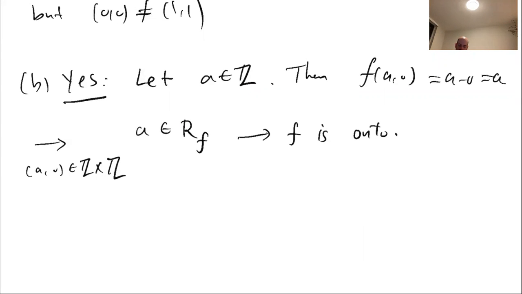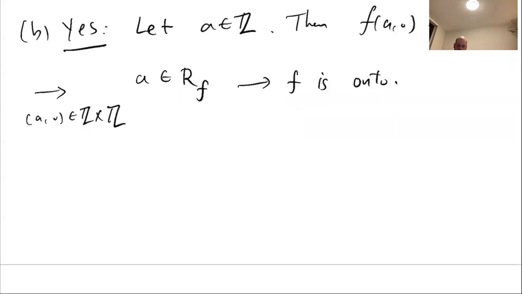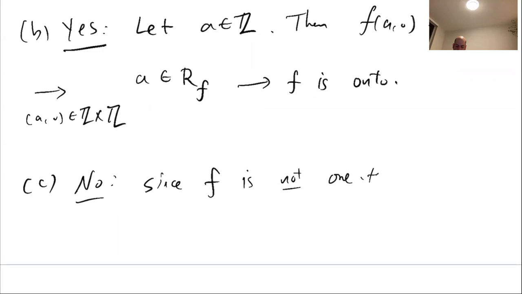Okay, so the function is onto, or surjective, but not 1-to-1. So is it a bijection? For part C, the answer is no, since f is not 1-to-1, as shown in part A.